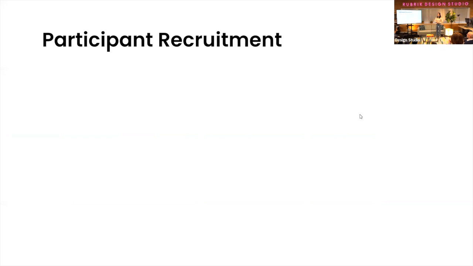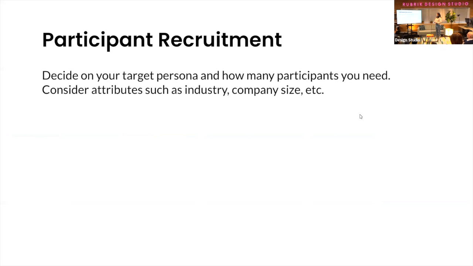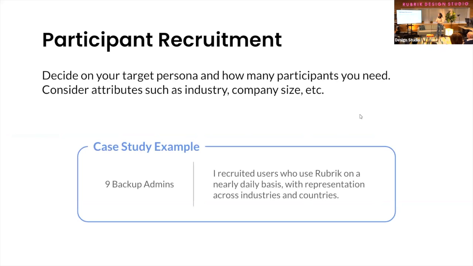Next up is participant recruitment. This is where you'll need to consider who's actually contributing to your diary study. You'll have to decide on your target persona and how many people you would like. Here you might want to pick a bigger pool if there's a lot of variation in demographics. In the case of the backup example, we had 9 backup admins total. These are users who come to Rubrik on a nearly daily basis, and they are represented across different industries such as IT, manufacturing, education, as well as countries, including in the US and Europe.